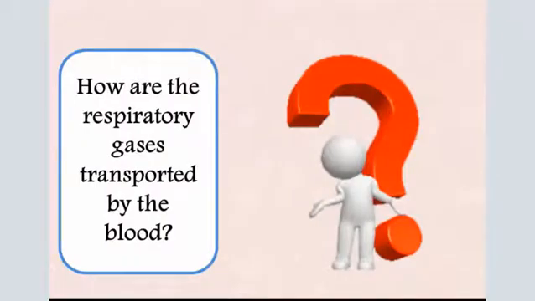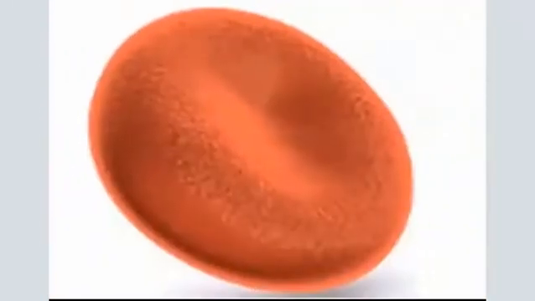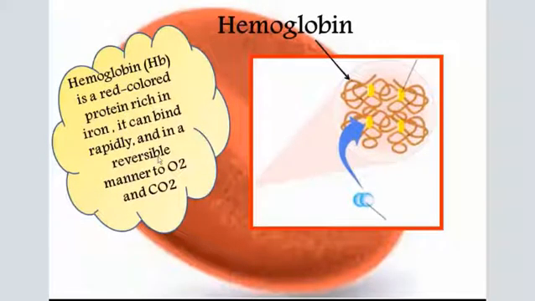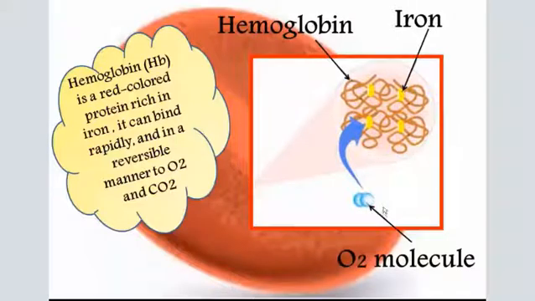The red blood cells play an important role in the transport of respiratory gases due to their richness in hemoglobin. Hemoglobin is a red-colored protein that gives the red color to the red blood cells. This molecule contains 4 atoms of iron that can bind to oxygen gas or to carbon dioxide.